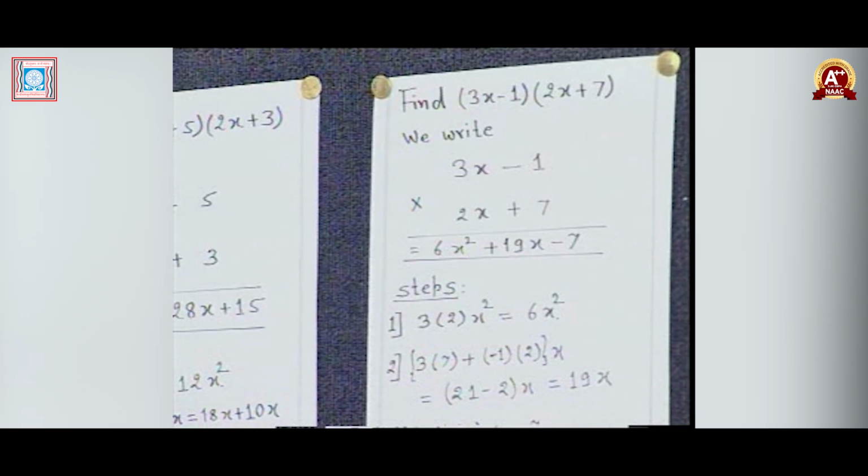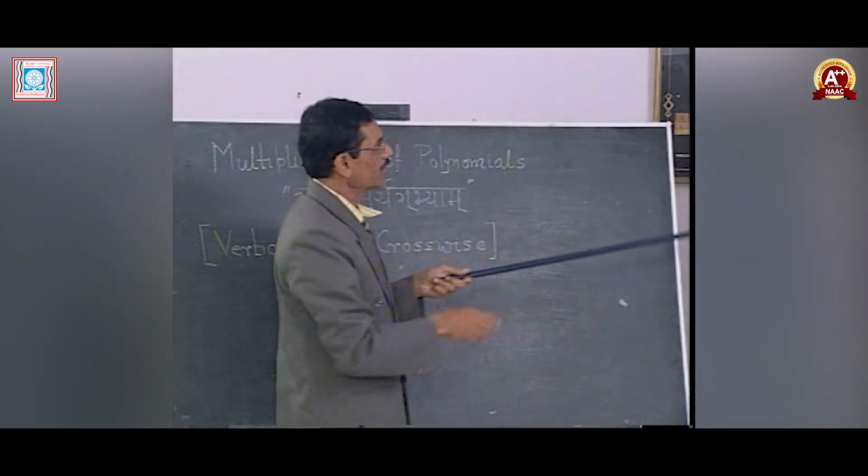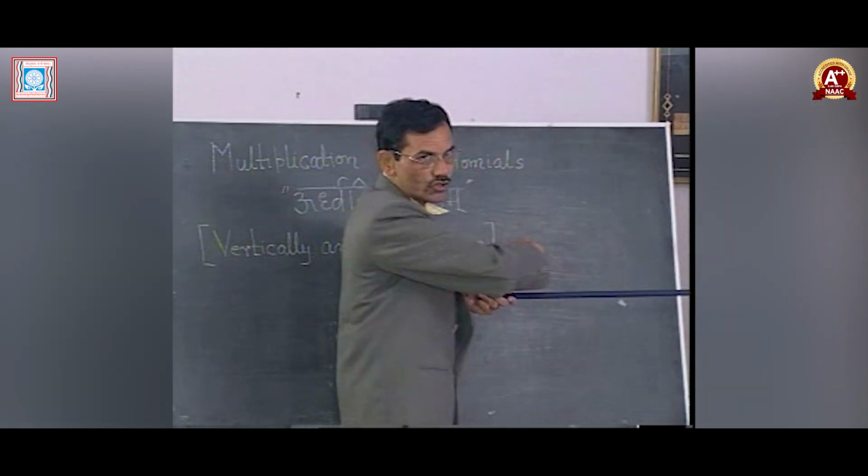Now tell me from right to left. So first minus 1 into 7. Yes, very correct. That is minus 7. Then 3x into 7 plus minus 1 into 2. Yes. So that will be 21 minus 2, that is 19x. Yes. And then 3x into 2x, that will be 6x square. So both way we can have an exercise of multiplying from left to right or right to left.